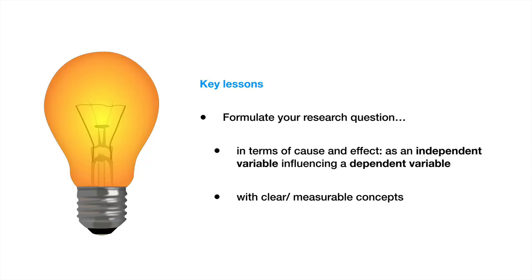Okay, so the key lessons of this lecture are: formulate your research question in terms of cause and effect, and that essentially means that you want to formulate it in terms of an independent variable influencing a dependent variable. And you also want to make sure that you use clear, measurable concepts so that for both the independent variable and the dependent variable, it's at least in theory clear how you could measure that in principle.